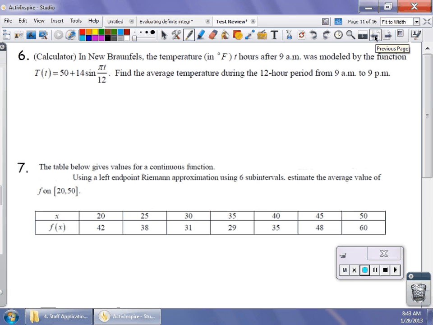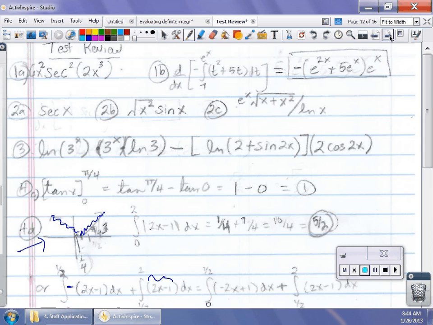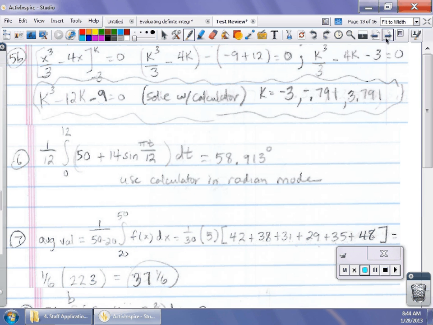The next problem: the temperature in degrees T hours after 9 a.m. was modeled by the function. Find the average temperature during the 12-hour period. Find the average temperature. There's that key word. So we have to decide, do we need to move forward to find the average, or do we need to find the antiderivative? Well, let's look at the solution, then we'll go backwards and talk about it.